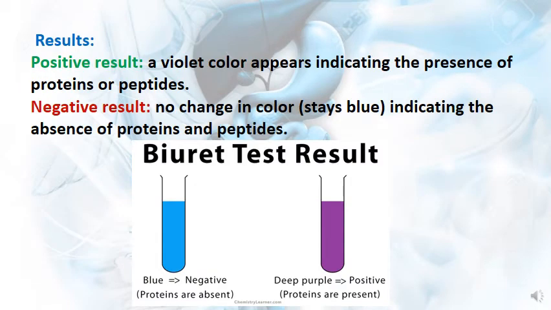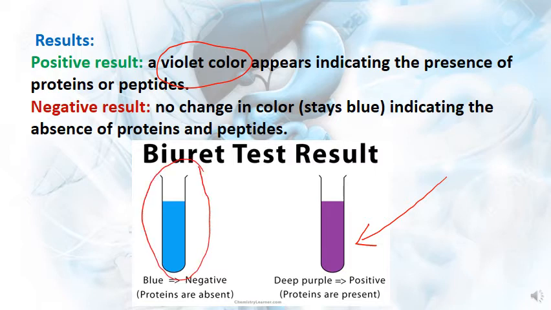If it's positive, we will have a violet color, a purple color. This means that we have proteins and/or polypeptides. While if it's negative, there is no change in the color and it remains like the color of the Biuret solution, which is blue color.